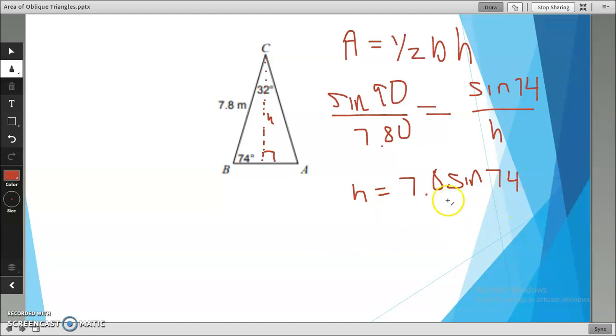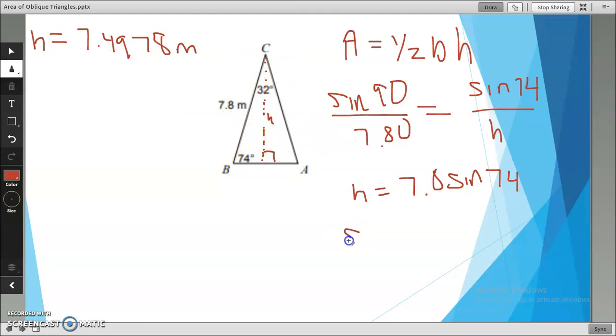I'm going to solve it out because I want to eventually show you how these things are related, okay? So if I go ahead and solve it out, I get 7.4978. And of course, this is in meters. Okay, so now I have the height. I still need the base. So let's find the base.